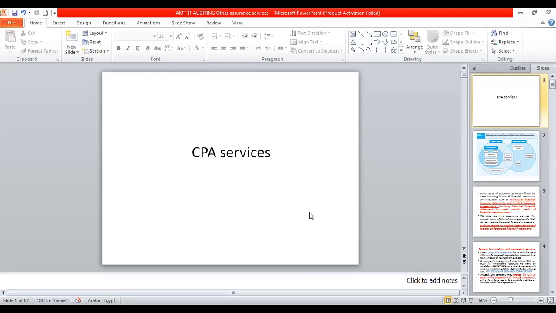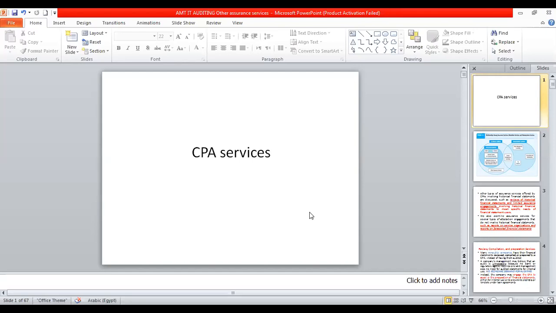As you know, in the previous lectures, before the midterm exam, you already learned how to audit continuously, the topic of continuous auditing. The second one was WebTrust and SysTrust. So we will continue our syllabus with the other services provided by the CPA firm.